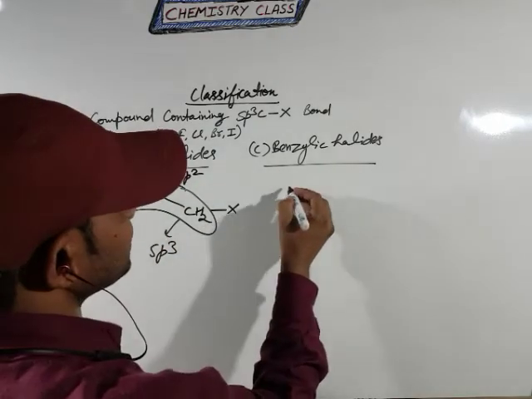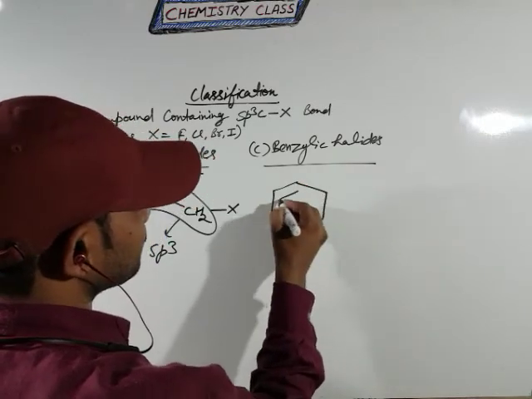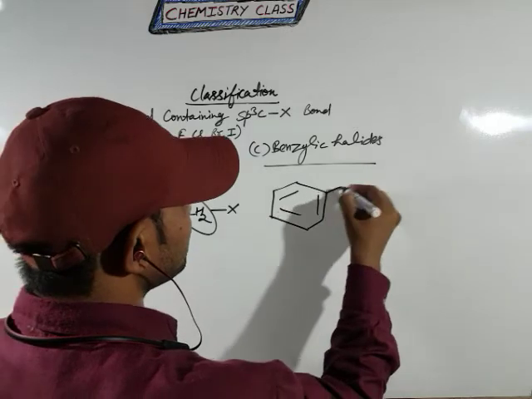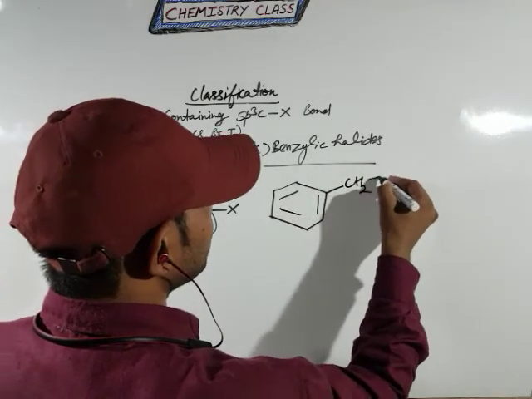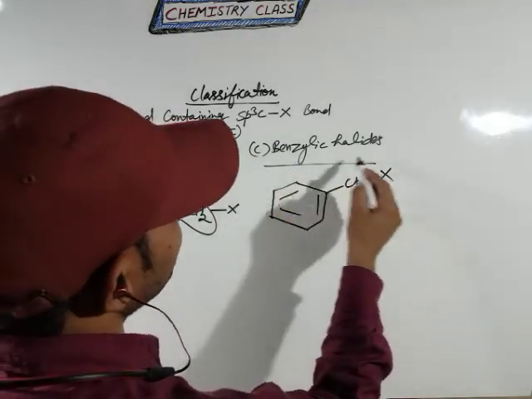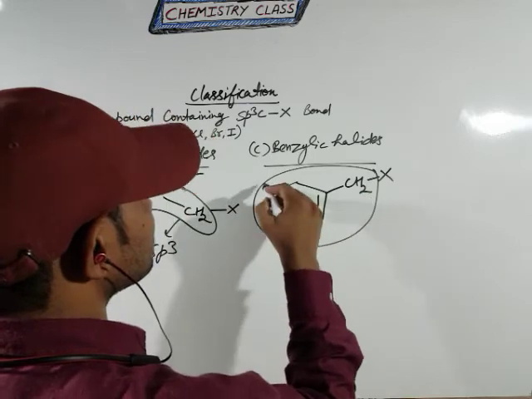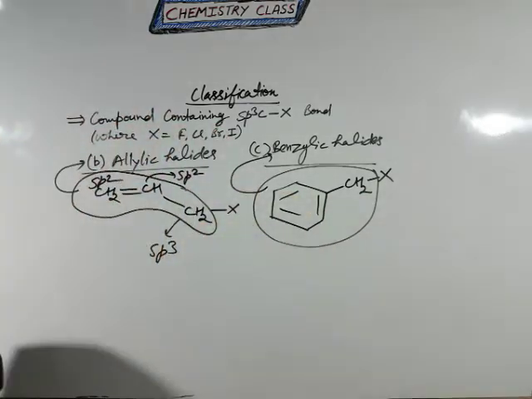Now come to the benzylic halides. Benzylic halides are also the same. That means the carbon atom next to the benzene ring has the halogen. So it is known as a benzylic halide. So this system is known as benzylic halides.